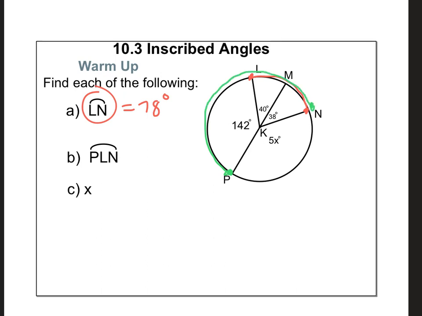Okay, PLN, so if we go from P all the way through to L to N, we can see it's the 142 plus the 30 plus the 78, which I believe adds up to 220 degrees.